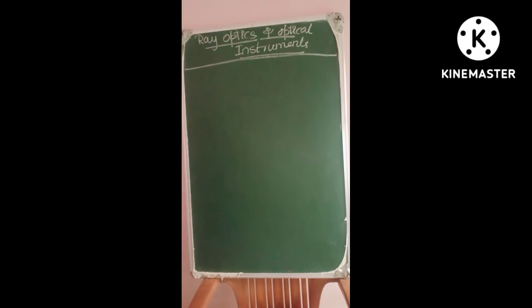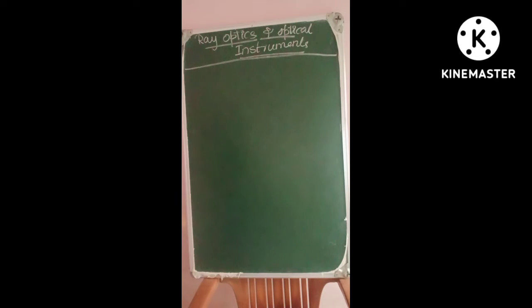In today's class we are going to study about ray optics and optical instruments of second year PUC. This chapter covers the reflection and refraction phenomena. Then we are going to study about total internal reflection and the mirror equation. Then we are going to study about the relation between focal length and the radius of curvature. Then we are going to study about telescopes and microscopes.